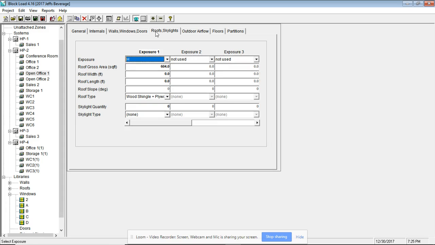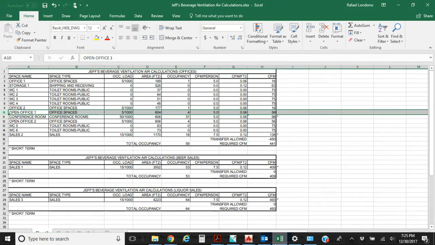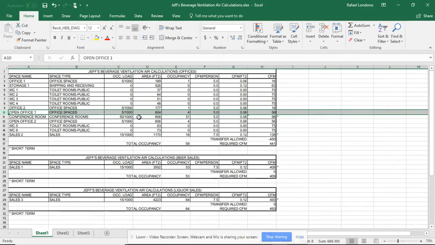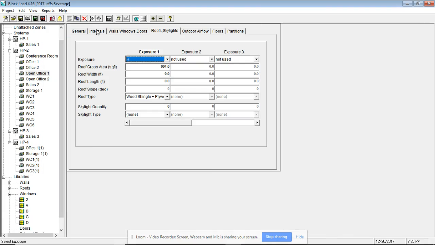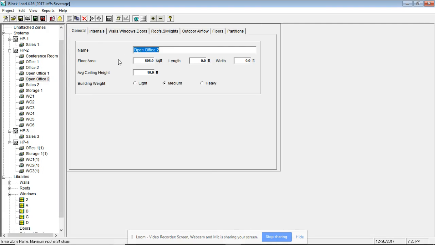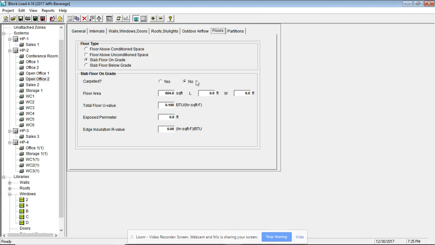Then roofs and skylights, 604 square feet. Is it 604? Is it 606? Have these wrong backwards. No, that's right. It's 606. Open office 2 is 606. Open office 1, it's 604. So open office 2, 606, 606, 606.